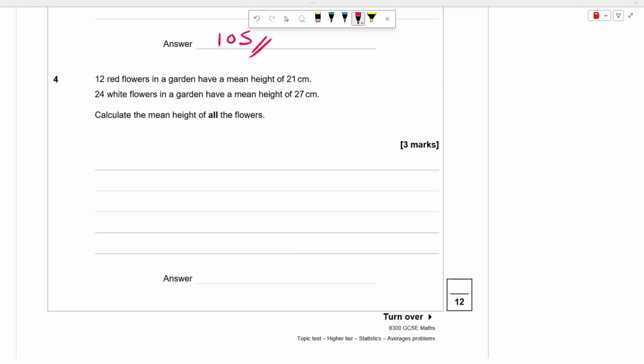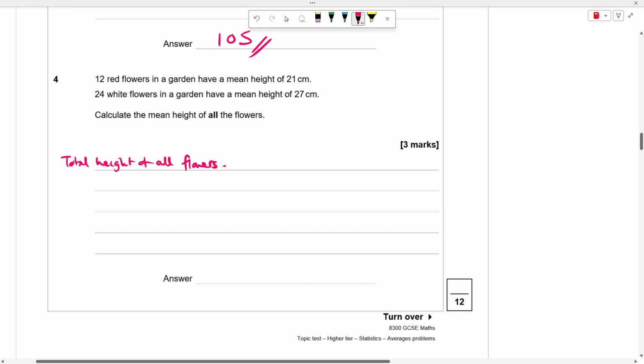Moving on to question 4, it says 12 red flowers in a garden have a mean height of 21 and 24 white flowers in a garden have a mean of 27 centimeters. And the question is asking us to calculate the mean height of all the flowers. So for this, I need to work out what the total height of all flowers are. Now, to work out the total, and this is just a general rule, it's the mean multiplied by the number of numbers. In other words, the number that you would typically divide by to get the mean.